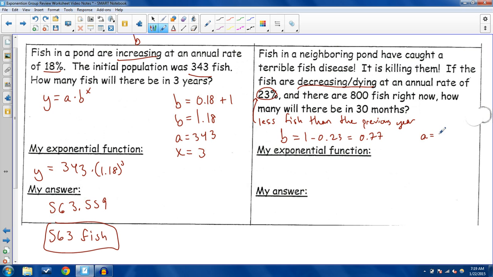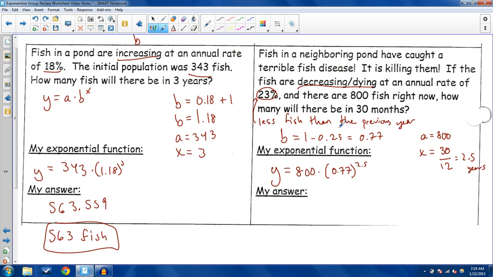There are 800 fish right now, and 30 months. Now, will I write x equals 30? No, because this is an annual rate. We need to figure out what this converts to in years. In order to do that, divide by 12. That's 2 and 6 twelfths, that's 2.5. So that's 2.5 years. So after 2.5 years, what do you got? So here we go. We got y equals 800 times 0.77 to the 2.5th power.